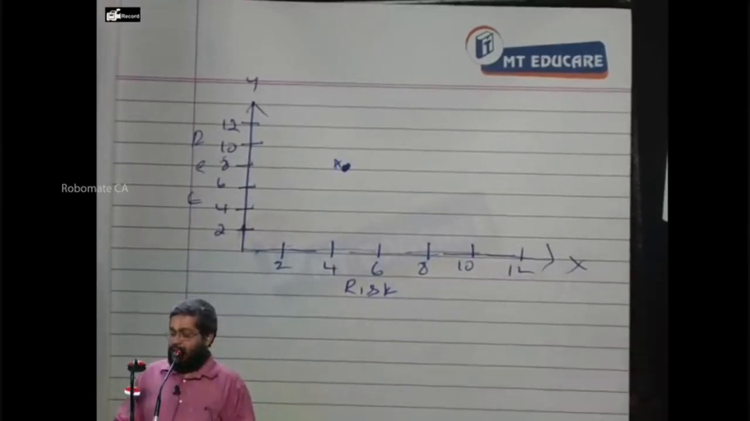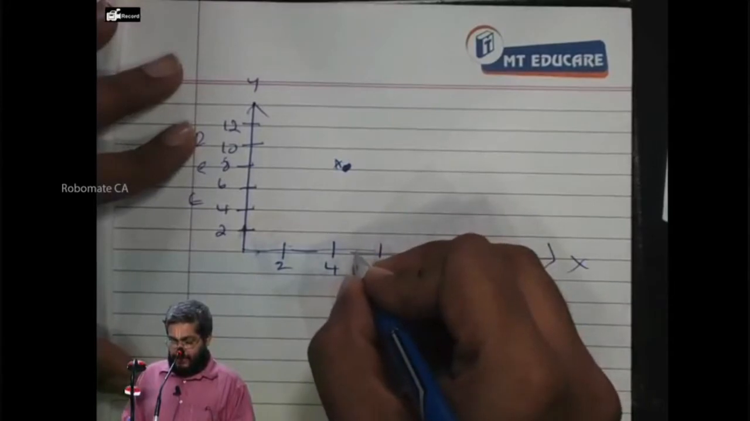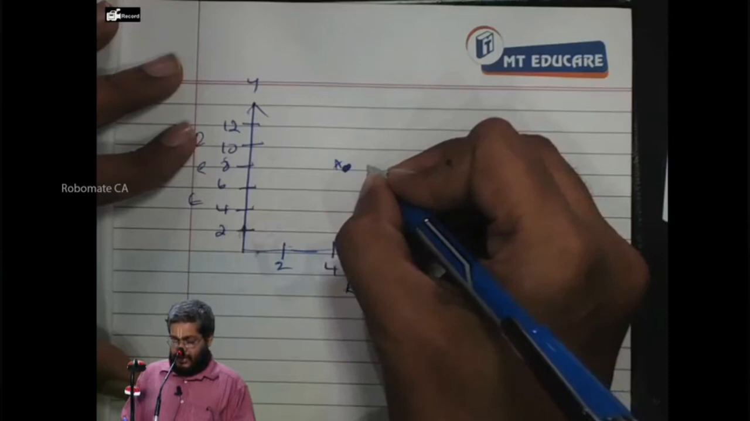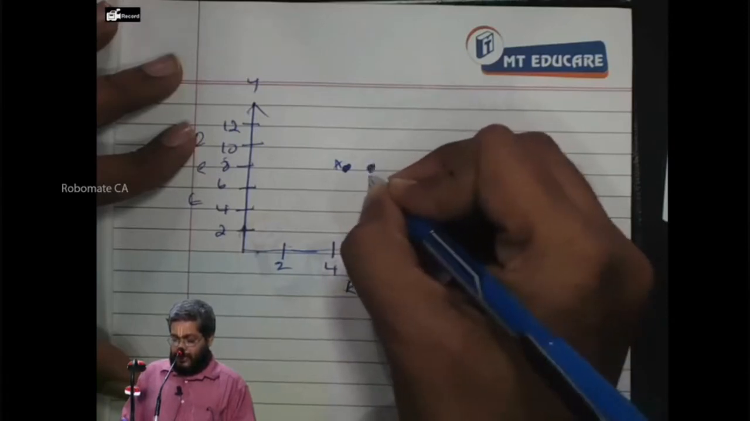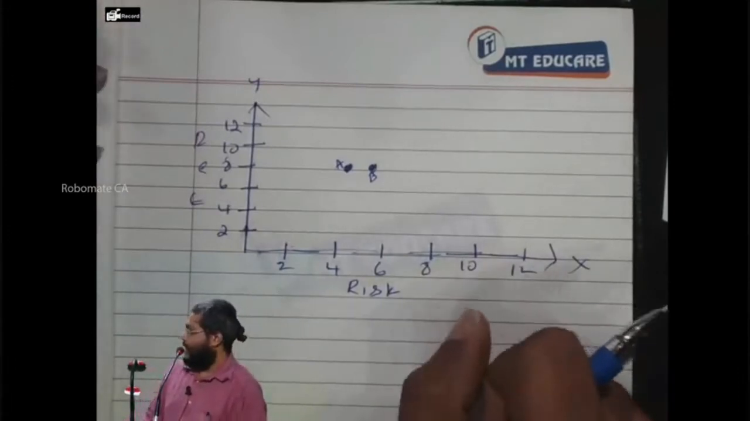Security B, the return is what? 8, the risk is what? 5. 5 is somewhere here, so it is in between. The return is 8 and risk is 5. I call this security B. Am I right or not?